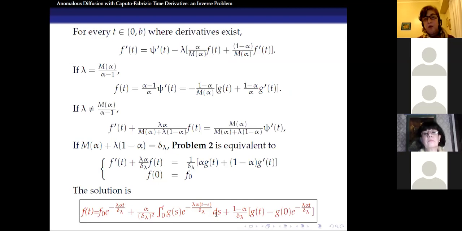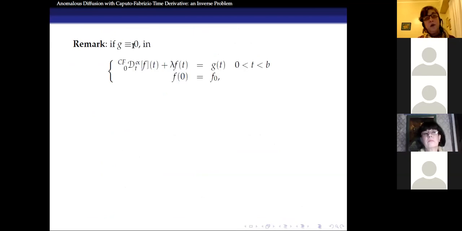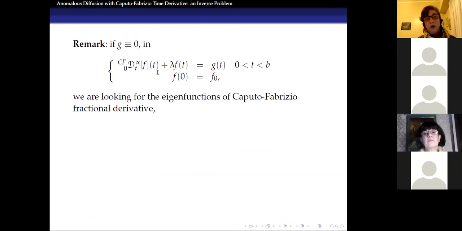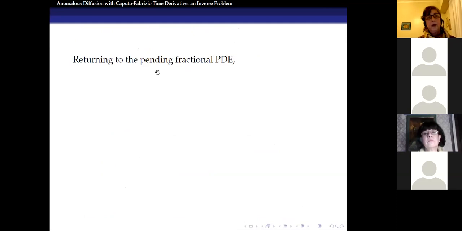We need to solve the problem of anomalous diffusion. Note that this second problem with J equals zero is like looking for the eigenvalues and eigenvectors of the fractional derivative, but it has no eigenfunctions because the equivalent ordinary problem had only the trivial solution. Well, we have this pending problem to obtain the Fourier coefficients of U.